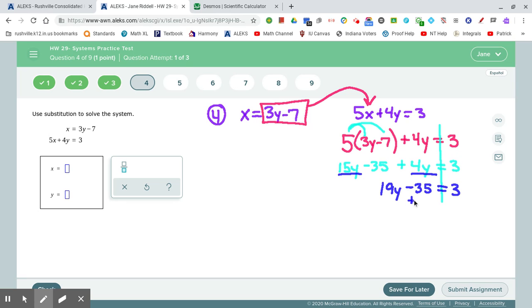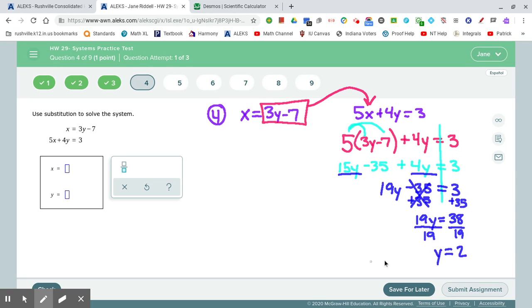So this minus 35, the opposite of a minus 35 would be plus 35 to both sides. So I'm going to add 35 to both sides. These cancel each other out, leaving me with 19y is equal to positive 38. Then y is attached to 19. It's being multiplied. To undo multiplication, we divide, and we're going to come up with y is equal to 2.